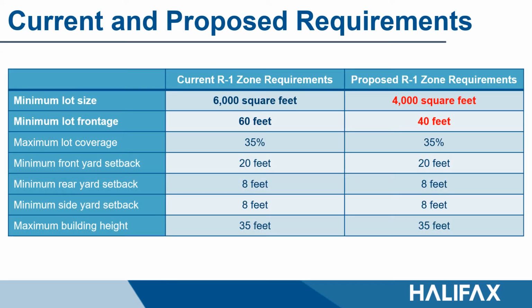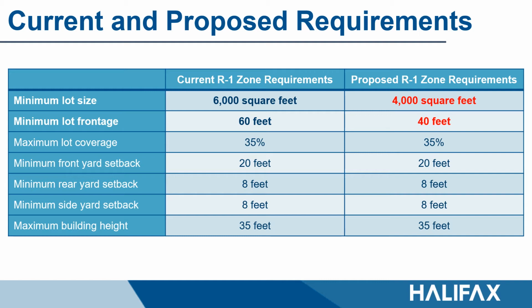Today, the R1 zone lots with municipal water and sewer services need to be at least 6,000 square feet in size and have 60 feet of street frontage. Clayton is asking to reduce the minimum required lot area to 4,000 square feet and the minimum lot frontage to 40 feet. This table compares the existing R1 zone requirements with the proposed. The requested changes will allow smaller lots to be created.